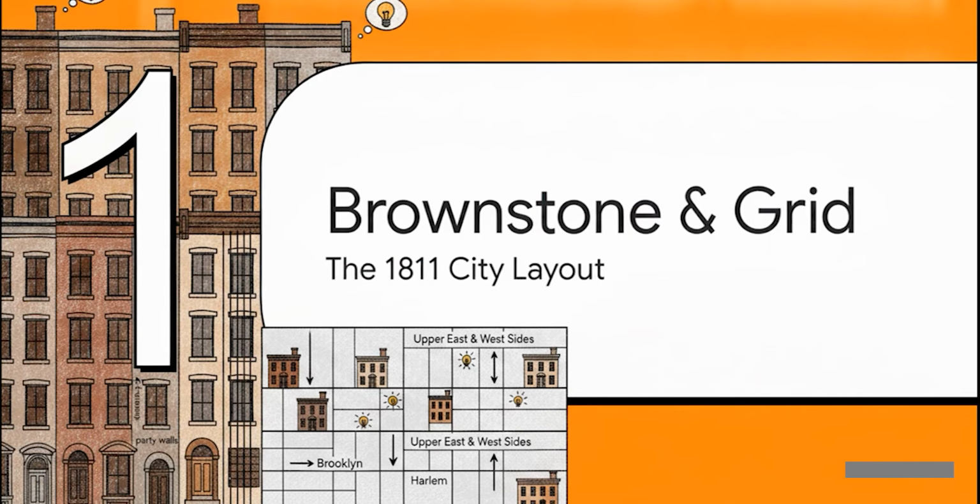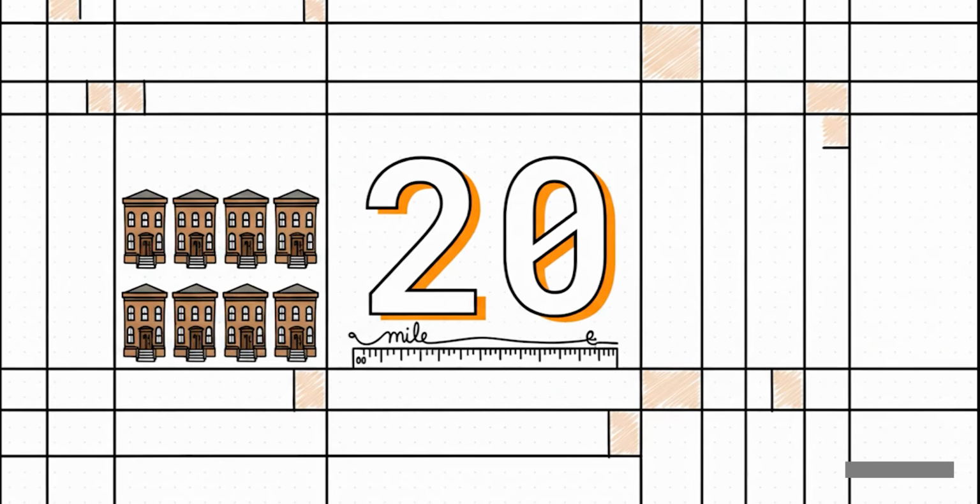Part 1. The brownstone and the grid. To really understand NYC's unique spaces, we have to start with the mid-19th century brownstone row houses. You know the ones. They're built tightly together, sharing those thick party walls. But look at the number 20. In New York City, 20 blocks equals exactly 1 mile. And that's no coincidence. It's the direct result of the incredibly strict, unyielding math of the 1811 grid plan, which dictated exactly how these brownstones, and honestly, almost everything else, were built.